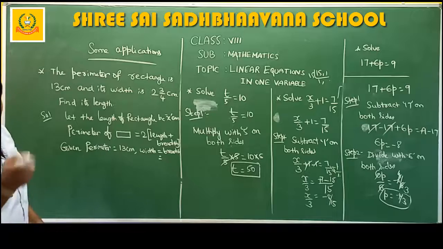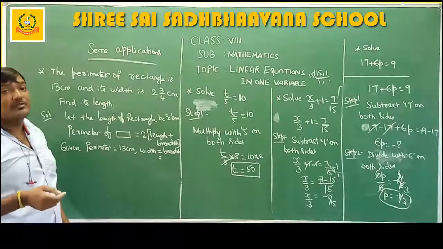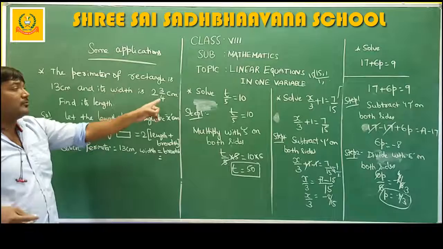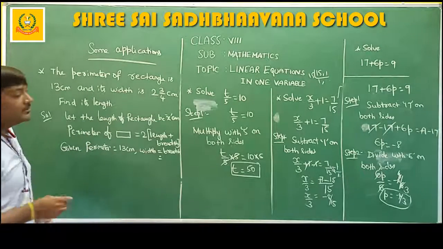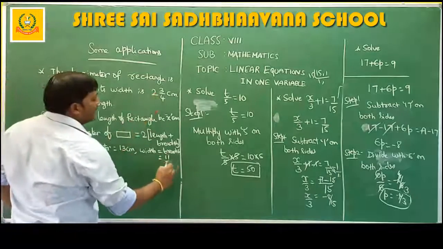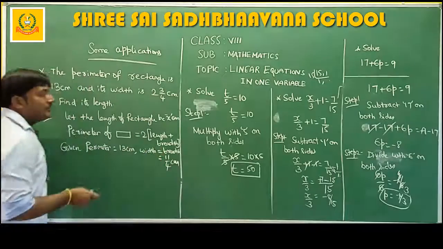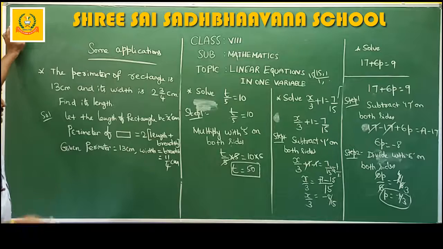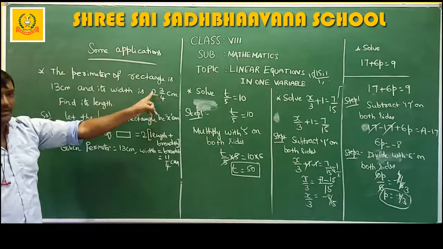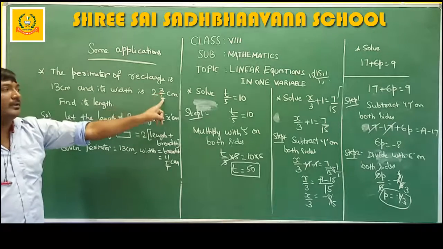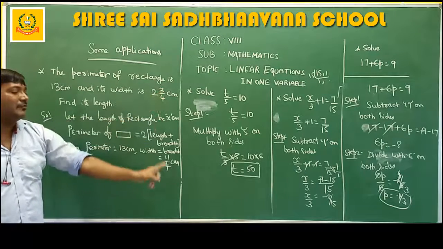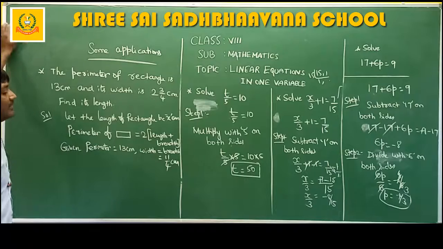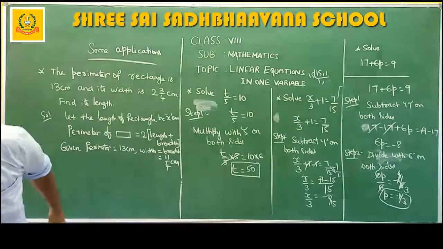2 3 by 4. It is a mixed fraction, so convert it into an improper fraction. So 4 into 2, 8. Understood? So 8 plus 3, 11. 11 by 4 centimeters. I hope you know this: 4 into 2, 8, you add the 3 and retain the denominator, so 11 by 4. 11 by 4 centimeters is the width. Now, you just continue that here.